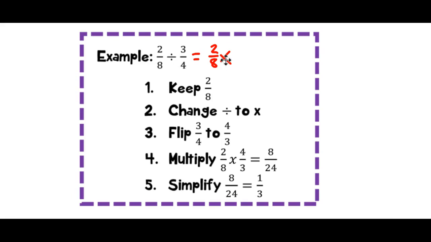And then we're going to flip the second fraction. So 3/4 switches to 4/3. Now that we've flipped it, we can actually do the multiplication. 2 times 4 is 8. 8 times 3 is 24. So we have 8/24. Now we know that can be simplified by the common factor of 8. So we're going to reduce that, and we end up with 1/3. So our final answer to taking 2/8 and dividing it by 3/4 is 1/3. Let's look at some more examples with that.